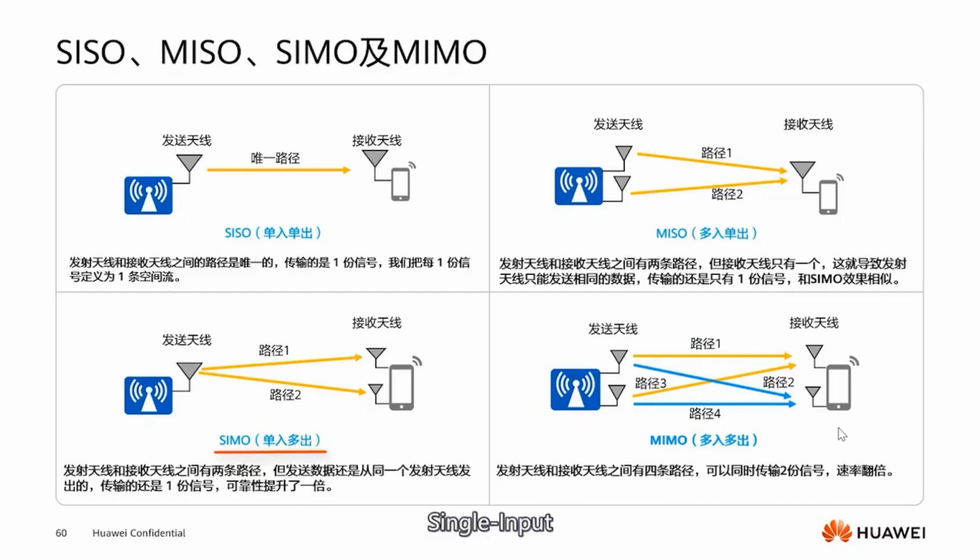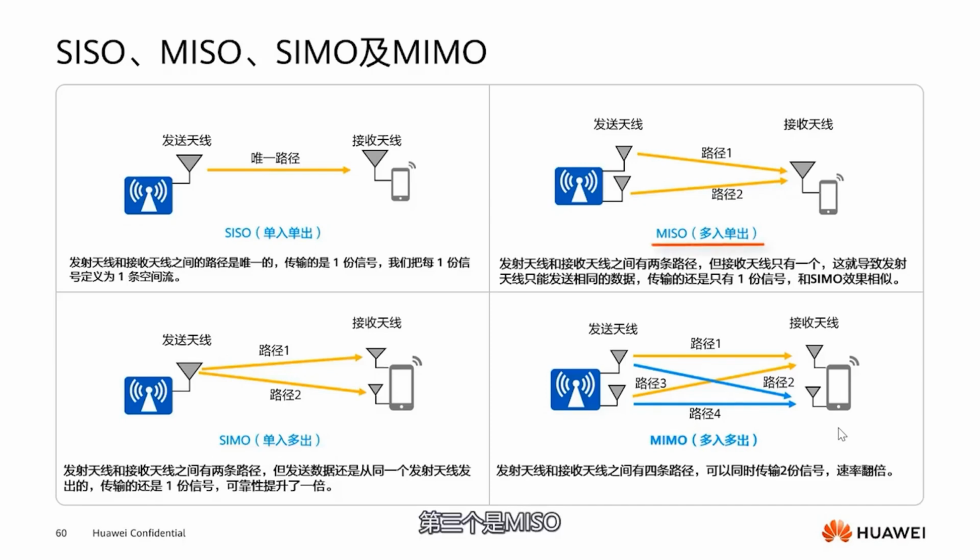The second concept is SIMO, single input, multiple output, where there are two paths between the transmitting and receiving antennas, but the data is still transmitted from one antenna, transmitting a single signal. This doubles the reliability, a method known as receive diversity.